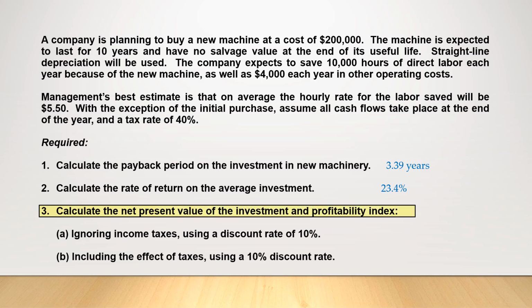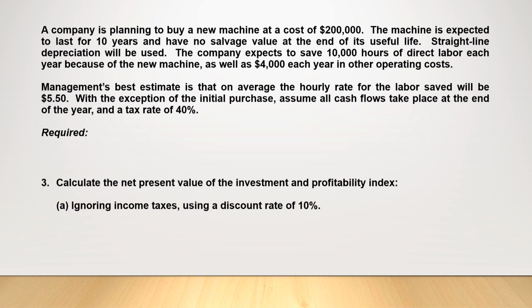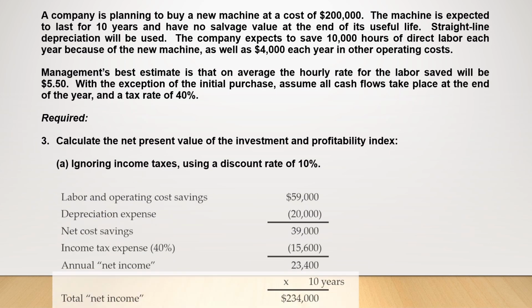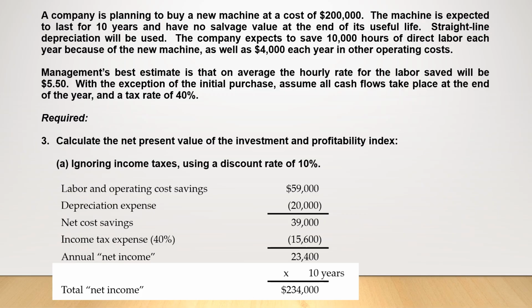Step 3. Calculate the net present value and the profitability index. Note that the profitability index is just another term for the present value index we've seen already. Let's calculate these two items ignoring income taxes and using a discount rate of 10%. We've already calculated everything we need to start this problem. It's just a matter of picking out the relevant numbers.